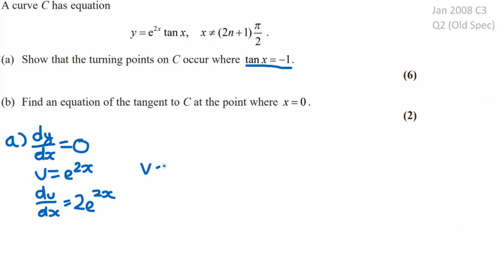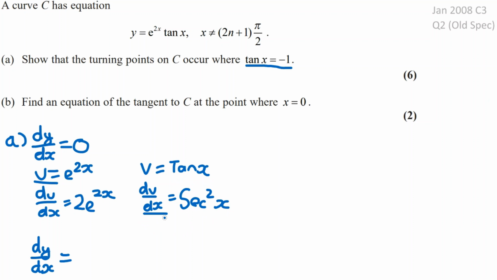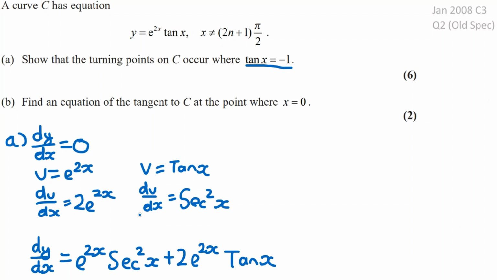And then if we say v is equal to tan of x, dv over dx is equal to, and if you differentiate tan of x, we talked about before, you get sec squared x. So therefore dy over dx is going to be u multiplied by dv over dx, which is going to be e to the power of 2x sec squared of x, and this is going to be plus v multiplied by du over dx, which is going to be 2e to the power of 2x tan of x.